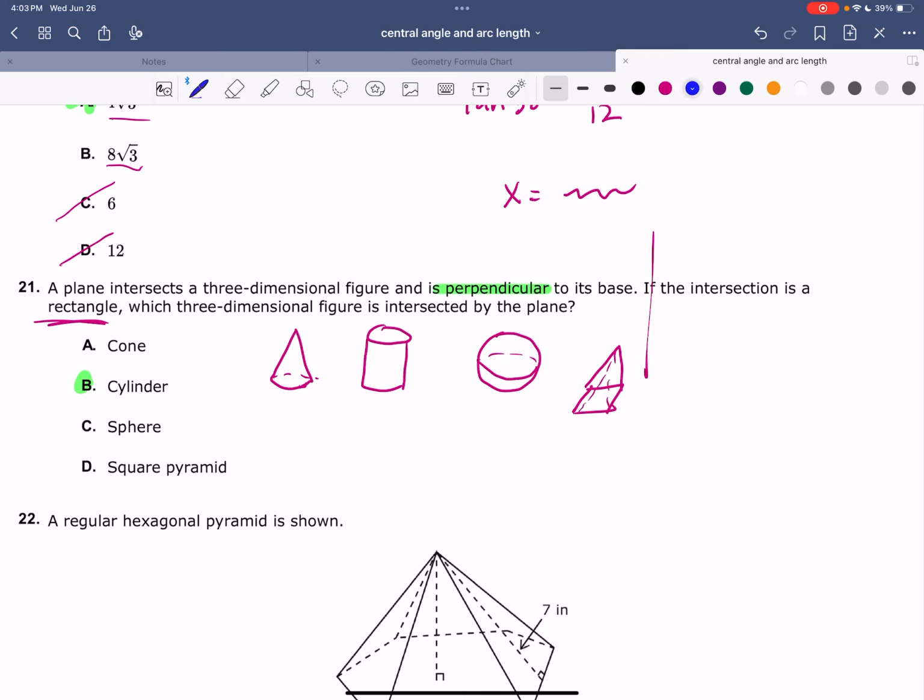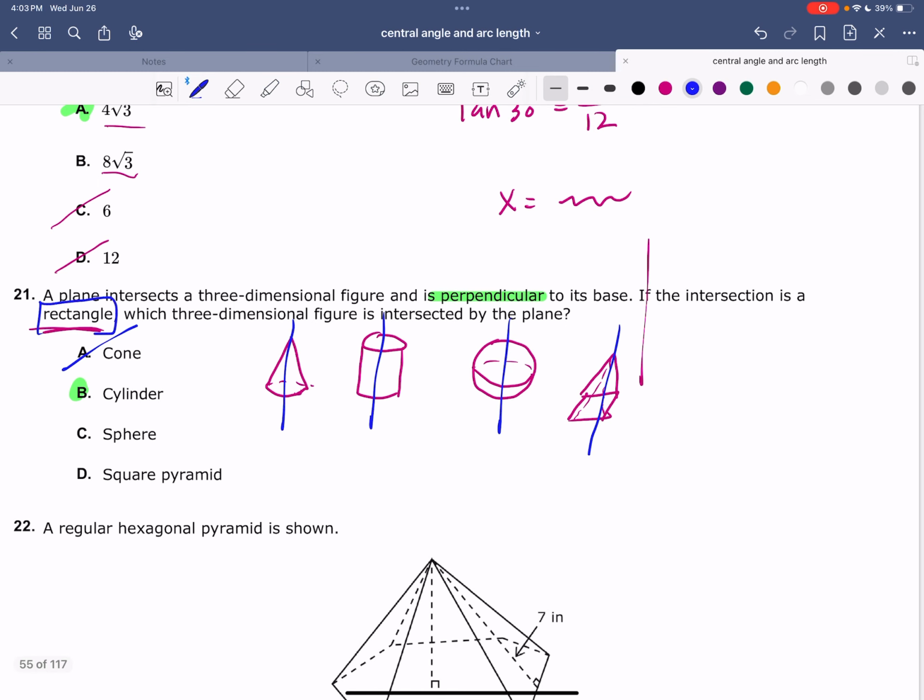Like here, you're going to cut it in the vertical way. And as you can see, for the cone, it's going to be a triangle. Cylinder is going to be a rectangle because that's what we're looking for. So that's the answer. Sphere is going to be a circle when you cut it like that. Pyramid is going to be a triangle when you cut it.